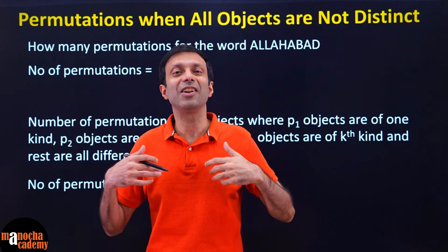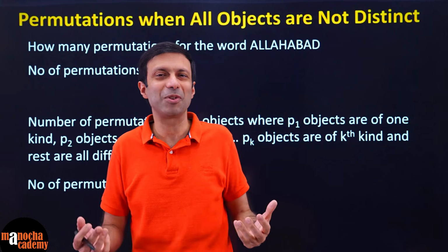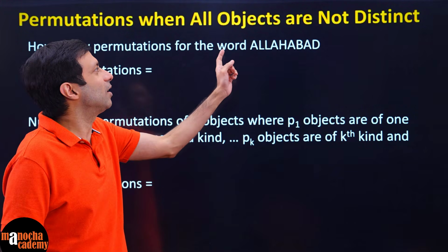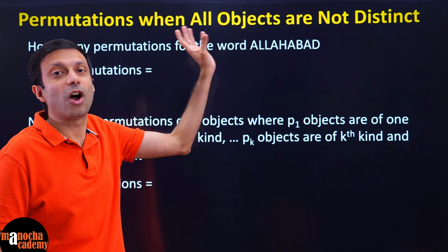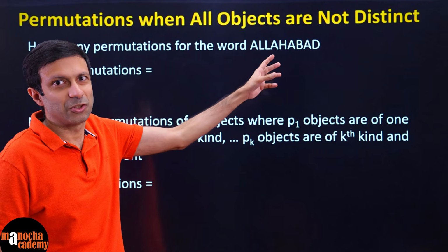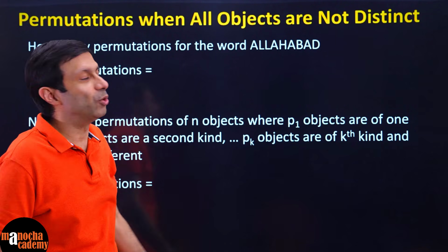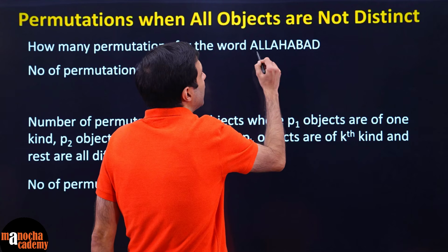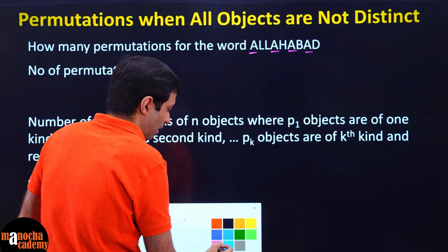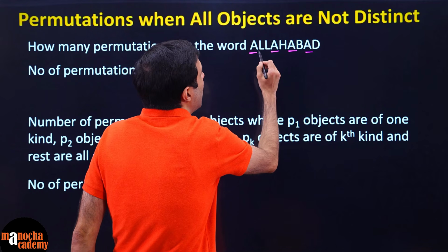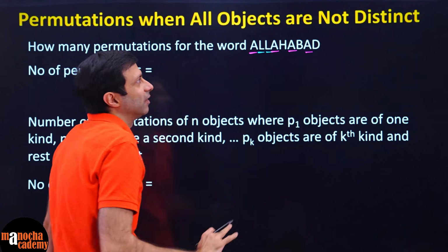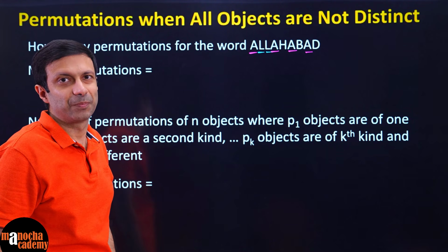Now let's look at another interesting case, because this whole chapter is about these interesting cases and examples. So if I give you this word Allahabad and I ask you how many total permutations there can be of these letters, what is interesting about this word? You can see that the letter A has been repeated 4 times and the letter L has been repeated 2 times. H, B and D are different, only once, right?